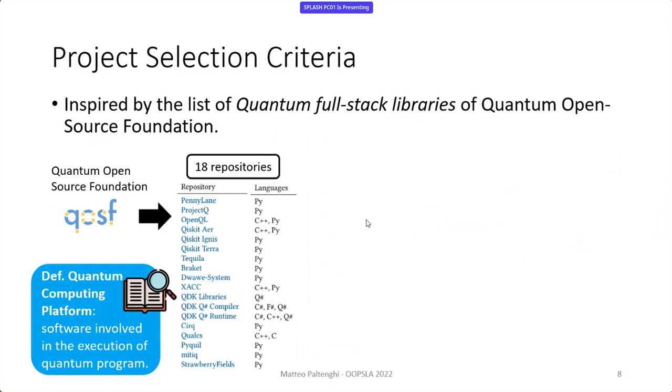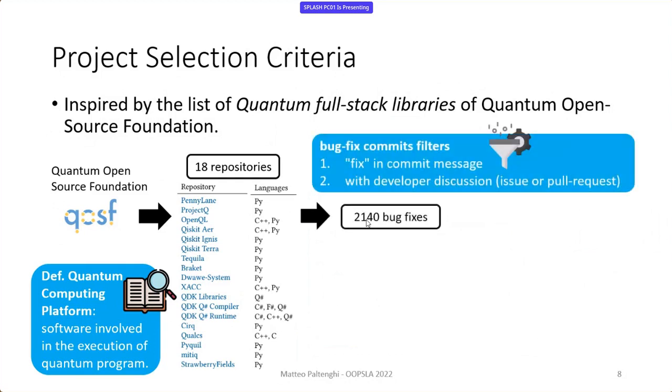So for us, a quantum computing platform is essentially a software which is involved in the execution of a quantum program. Starting from this pool of platforms, we went through their commit history, and we looked at likely bug fix commits to start our empirical study. To do that, we looked for the fix keyword in the commit message.